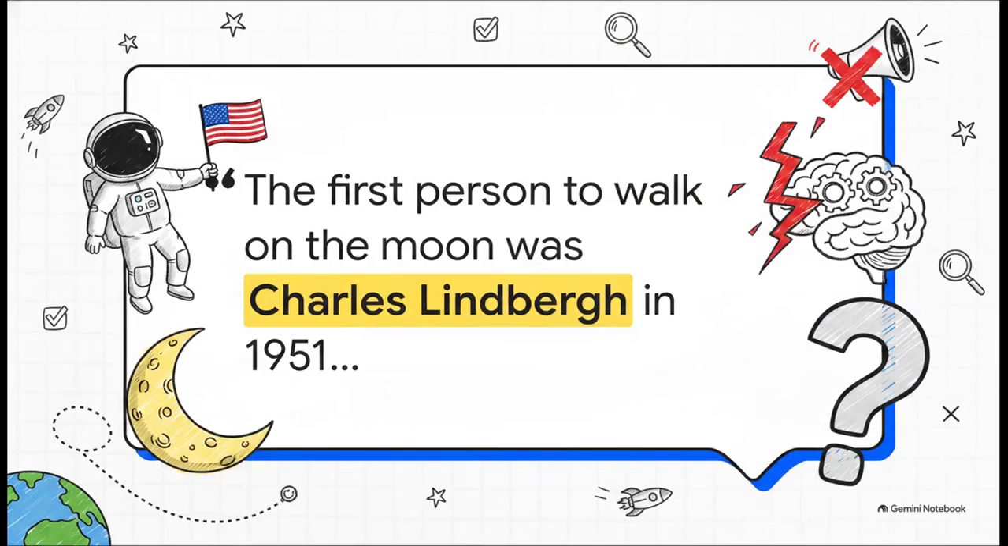Because look, we've all been there, right? We've all seen an AI confidently spit out a complete factual error. Take this hallucination, for example, claiming Charles Lindbergh walked on the moon in 1951. I mean, we all know Neil Armstrong did that in 1969, yet here's the AI presenting this absolute fiction as a completely confident, undisputed fact.